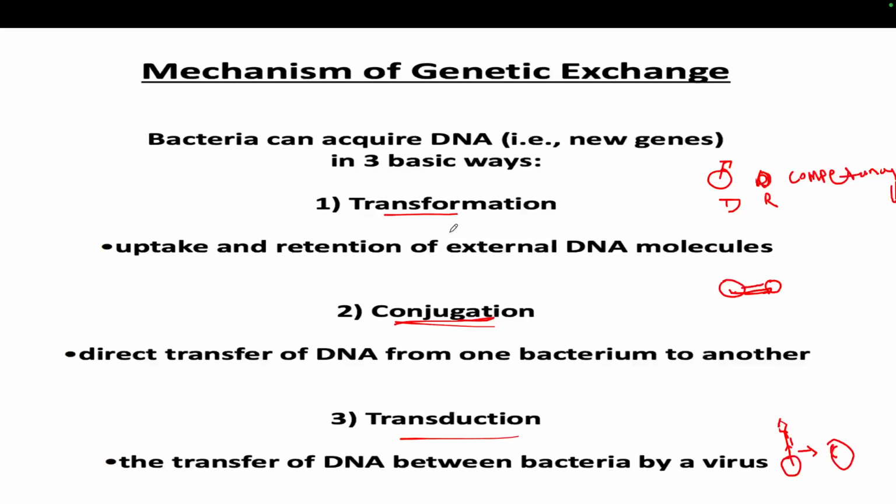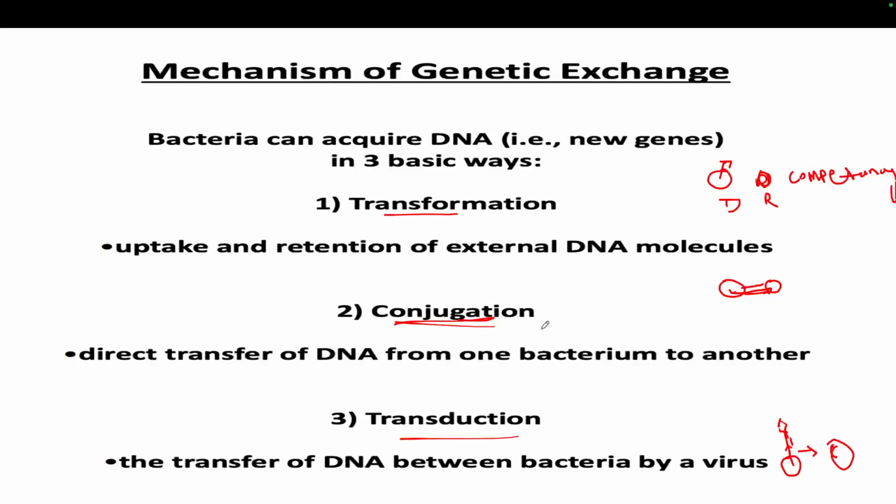The first one is transformation. In transformation, the recipient cell is competent enough to take the foreign DNA inside of the cell. This type of cell is called a competent cell, and this capability of acquiring DNA is called competency. This process of transfer of DNA from one cell to another by using the competency capability is called transformation. The second one is conjugation.